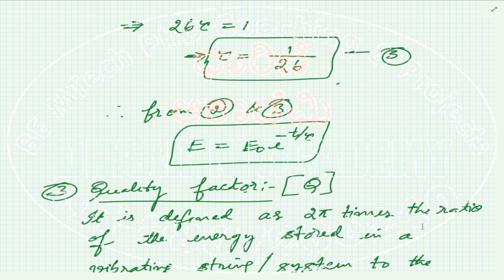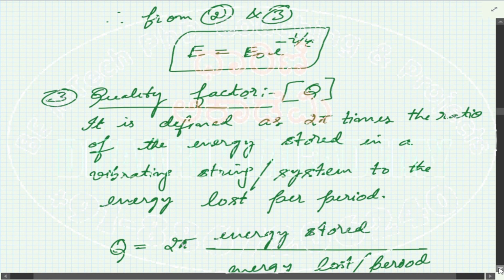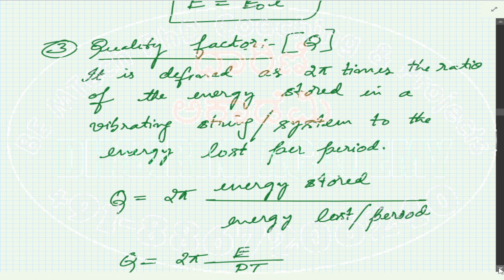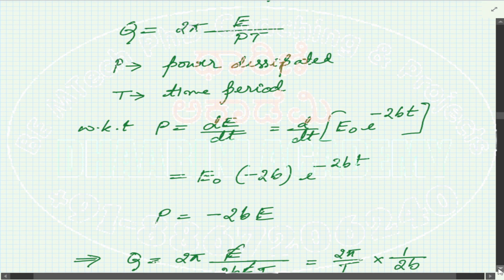Right. And the third parameter is called the quality factor. The quality factor is nothing but a ratio: 2 pi into the total energy stored in a system divided by the energy lost in one period of the system. So the energy stored is over the complete duration, and the energy lost is for only one period, one cycle. So now let's write the equation, which is 2 pi into E by 2p.